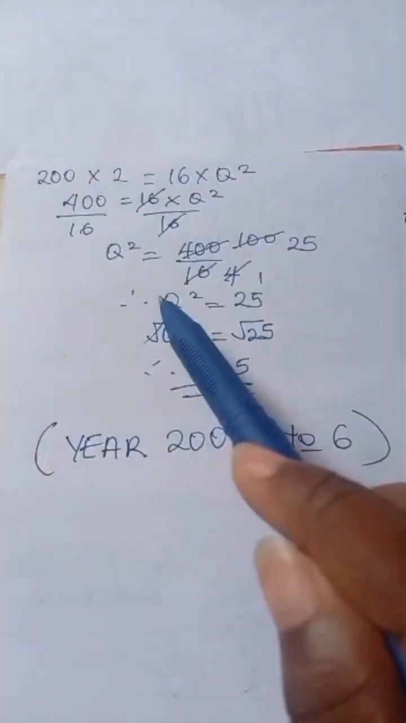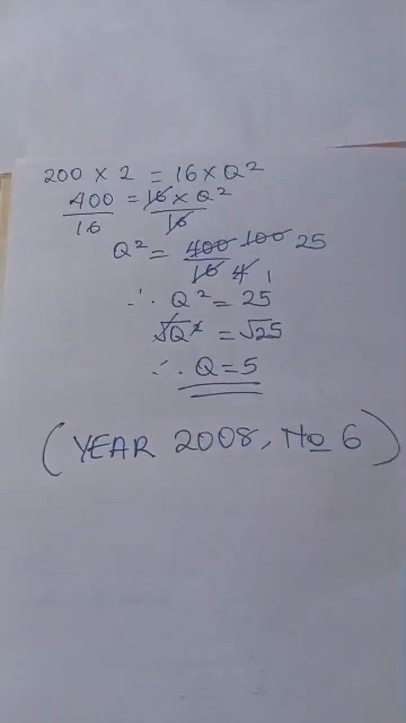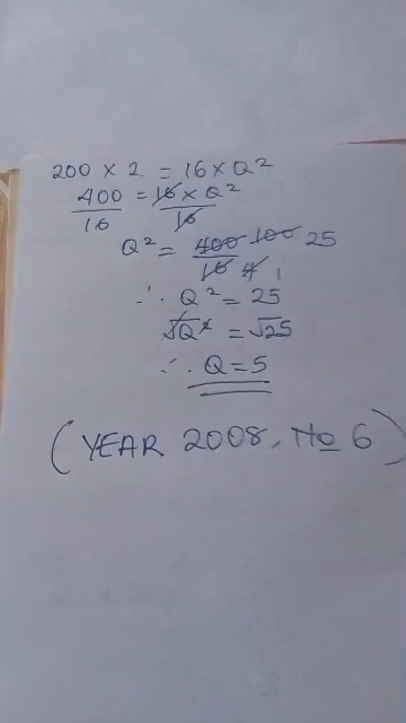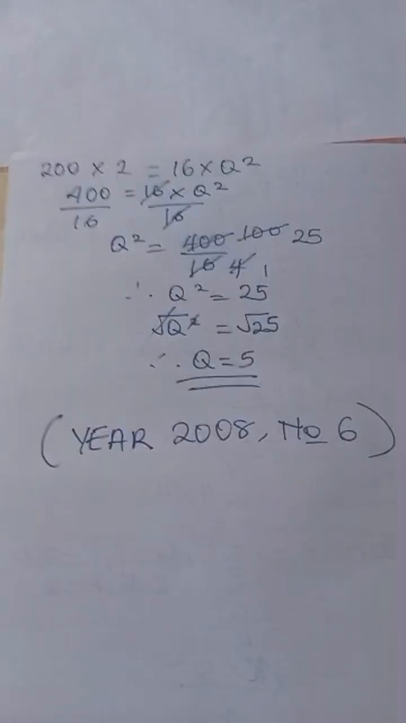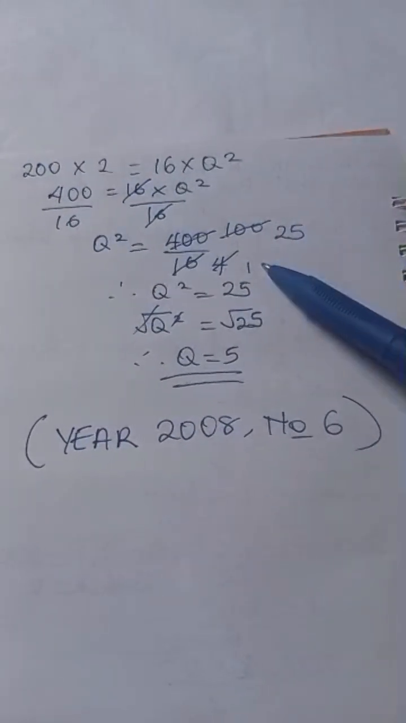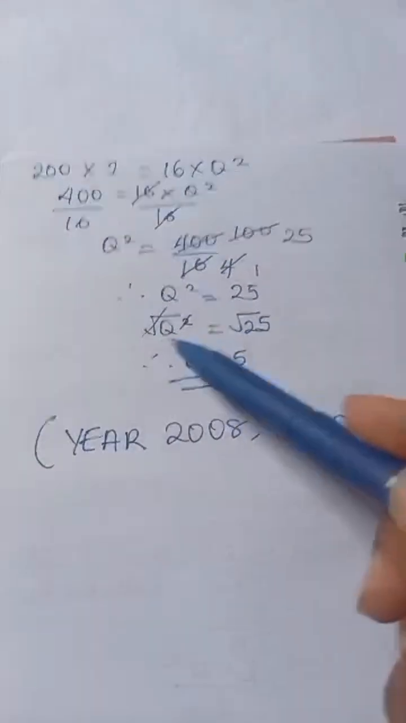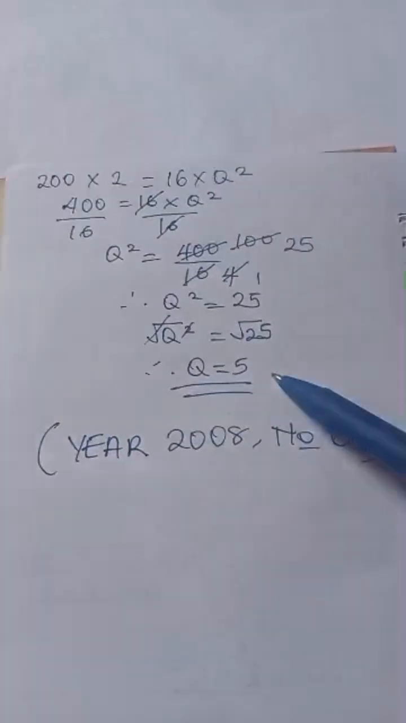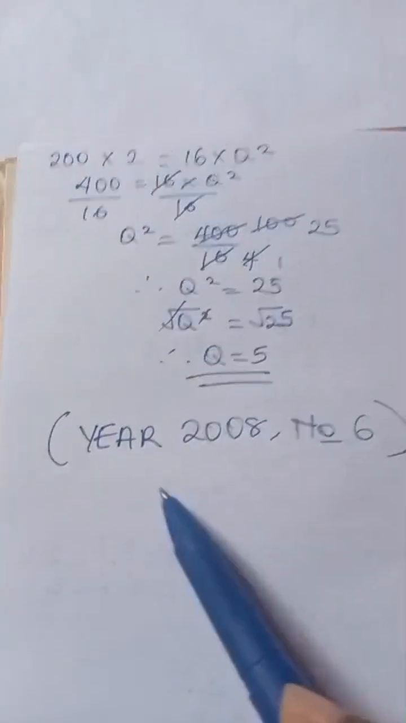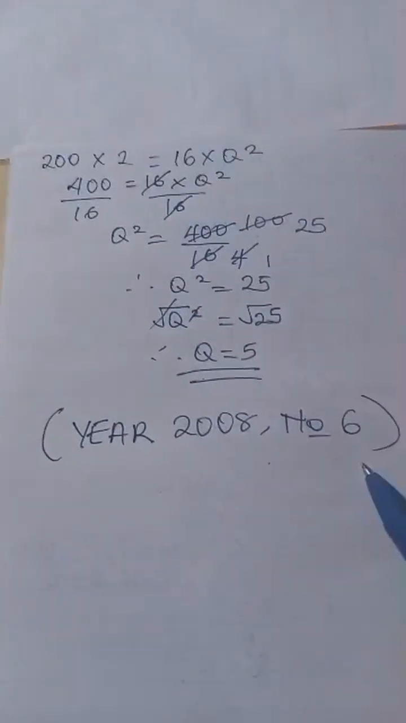I know with a calculator you quickly get it, but in case you don't have one, I'm treating those that are preparing for JAMB too. So in case you don't have one, this is an easier way to get your answer. So Q squared is now 25. Take the square root of both sides. So Q is now 5. The particular year where I saw this question is 2008, number 6.